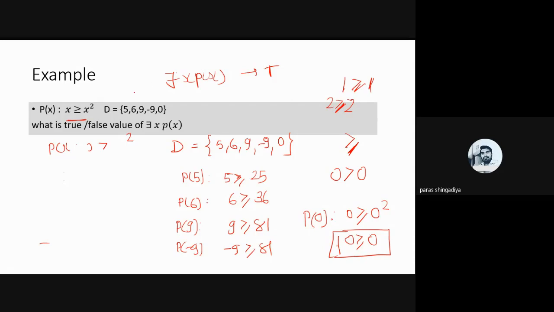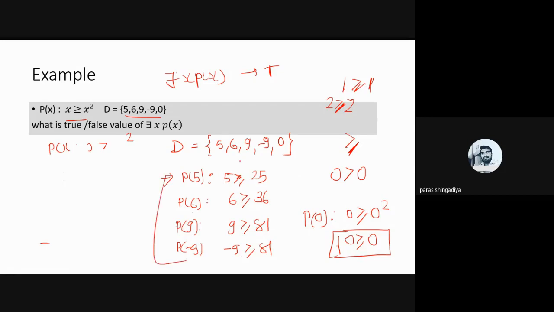Here we have five values in the domain: 5, 6, 9, minus 9, and 0. So for P of 5, if we consider the first value, P of 5 is wrong. Why is it wrong? Because we get the statement 5 greater than 25. P of 6 is also wrong, P of 9 is also wrong, P of minus 9 is also wrong. That is a false value.